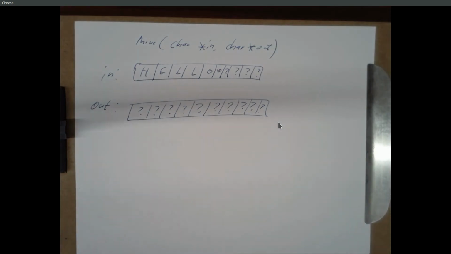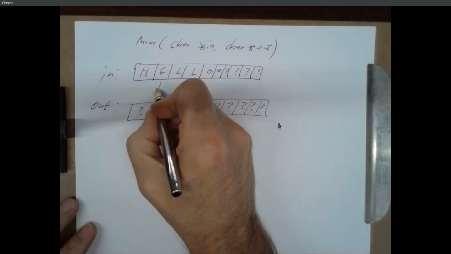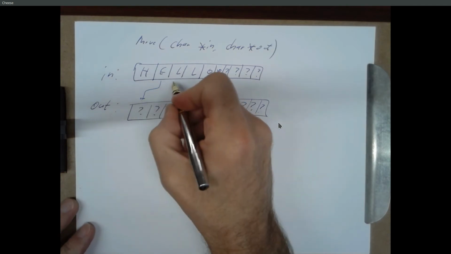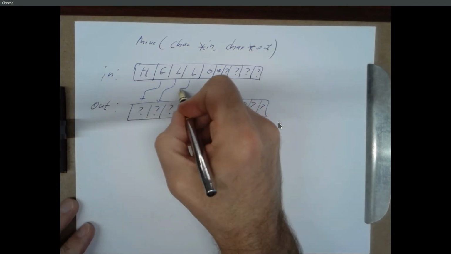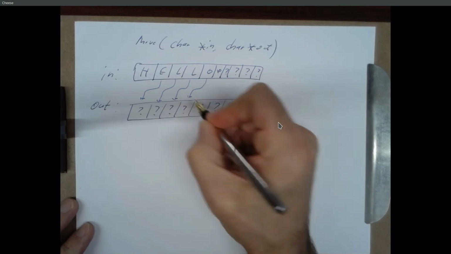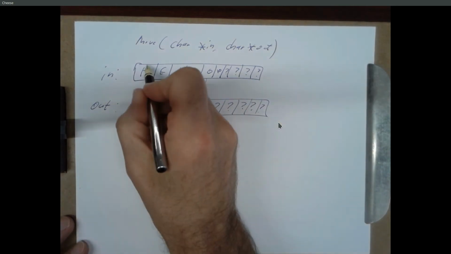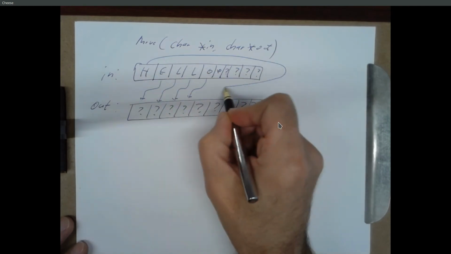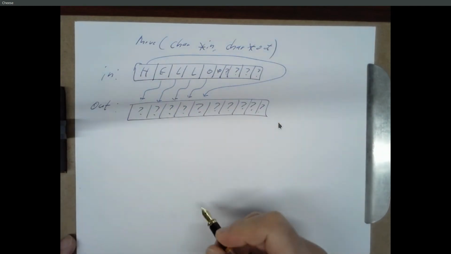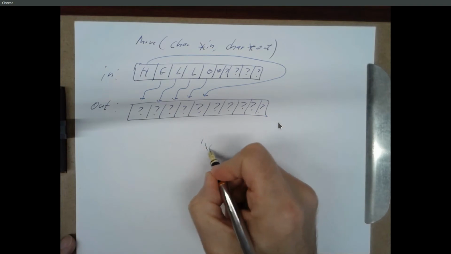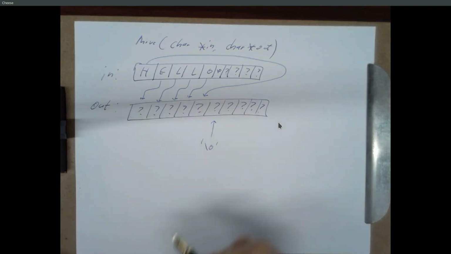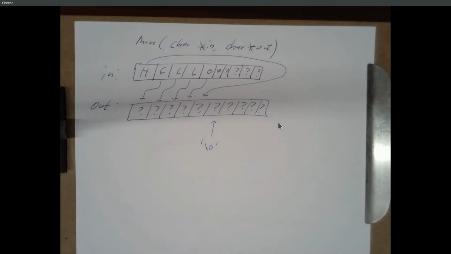So what do we have to do? We have to take this character E and copy it into here. Take this character L, copy it into there, L, O. And then we have to take this first character H and copy that into the last spot. And then we have to put a null into the following spot. And if you just do those 3 things, your code will work perfectly.